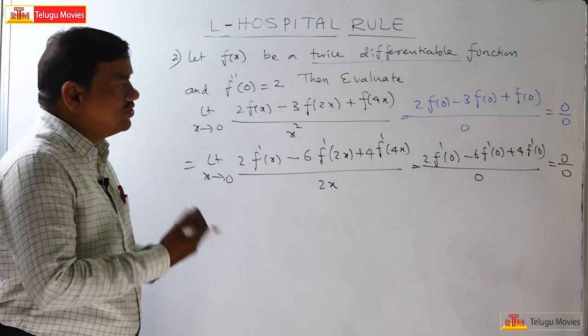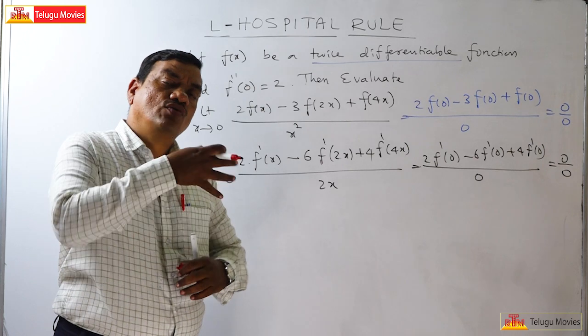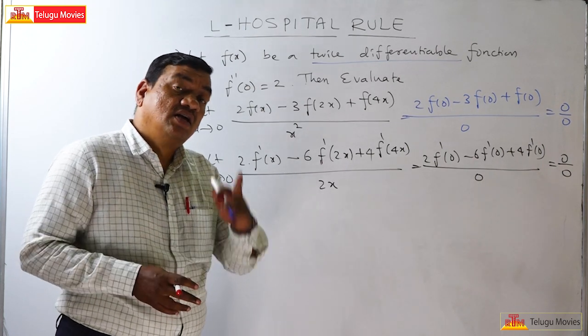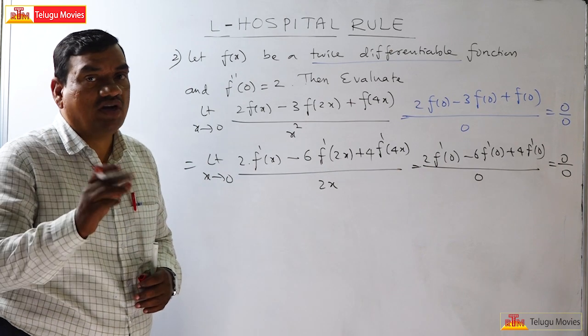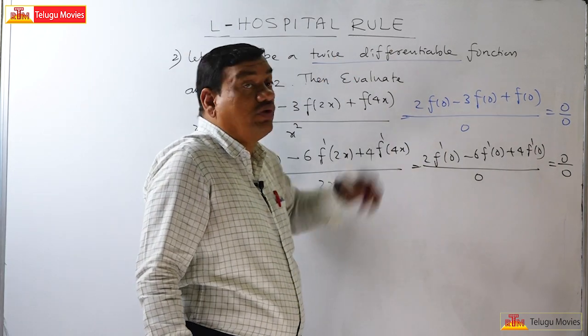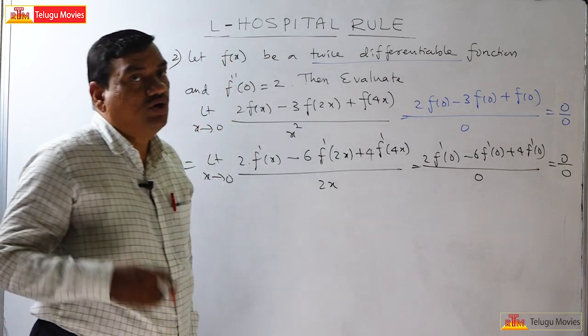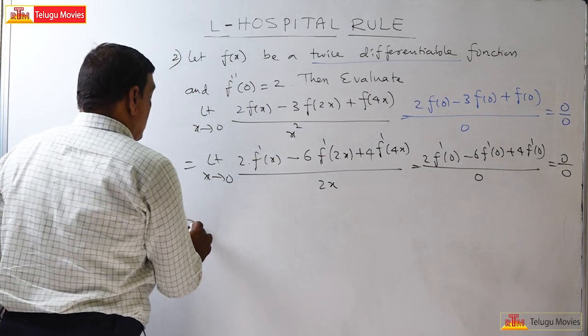Understand? So next what I have to do, I already explained. We have to go on until you get a finite value. But definitely for the second derivative you will get the answer. Why? Because it is given that f is twice differentiable. Twice differentiable means definitely for the second derivative you will get the answer. Let us see that.